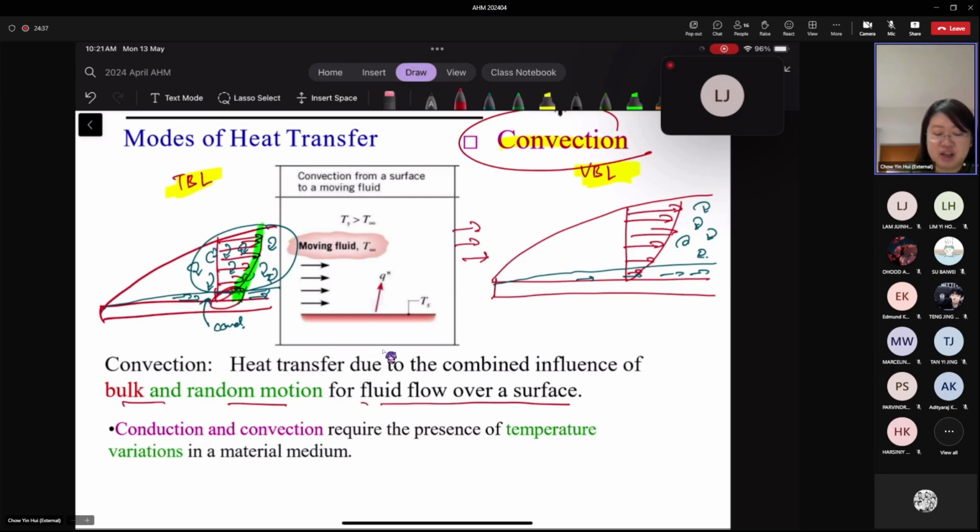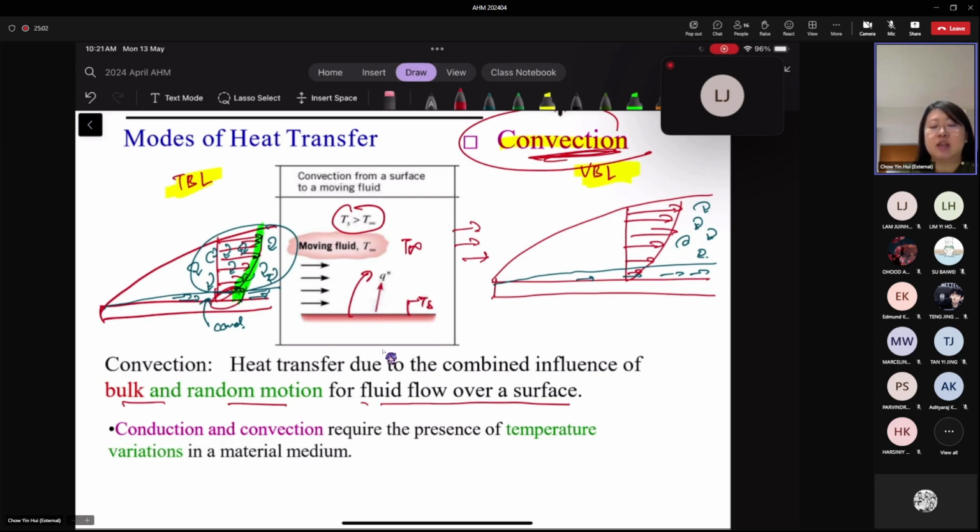All right. So similarly, you need a temperature difference, right? The surface is at, let's say, Ts, which is higher than the ambient temperature. Then the heat will transfer from the surface to the moving fluid. So same thing for convection, you need a medium. For this, it will be the flowing fluid, which is either gas or liquid.